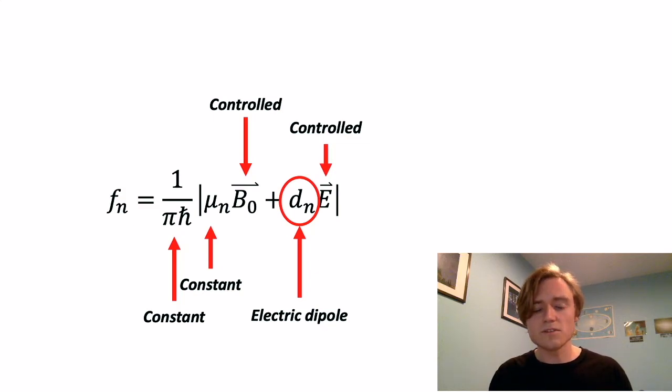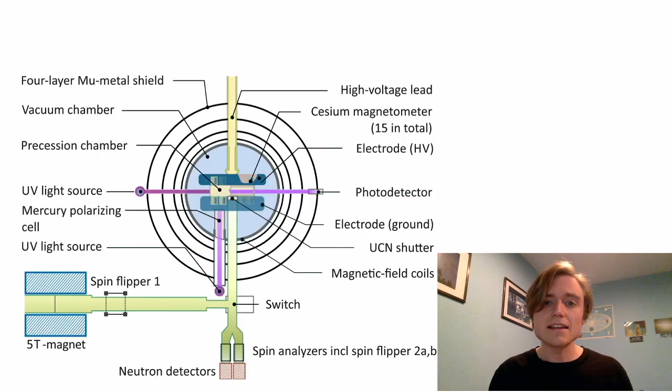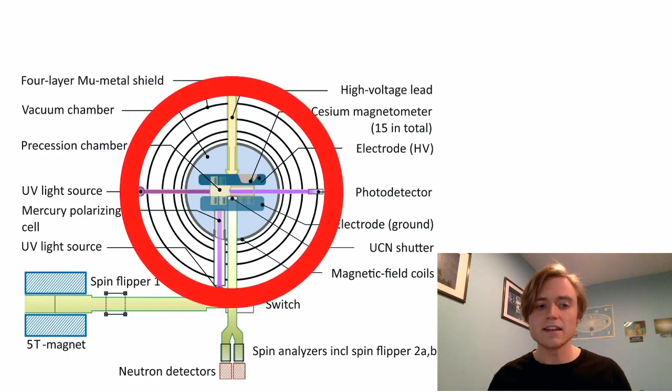That's the thing that they want to find out, and to find that out they need to measure this thing over here, Fn, which is the Larmor frequency of the neutron in a magnetic field environment. So how do you measure this Fn? Well, you need a very complicated setup, and this is a schematic of their setup. It's pretty complicated, so let's just go through it in steps. First thing to point out is this big cylinder in the middle. That thing there is where all of the experiment takes place.